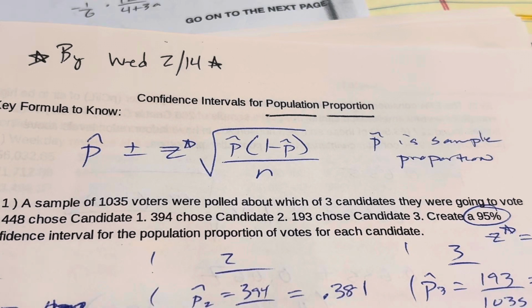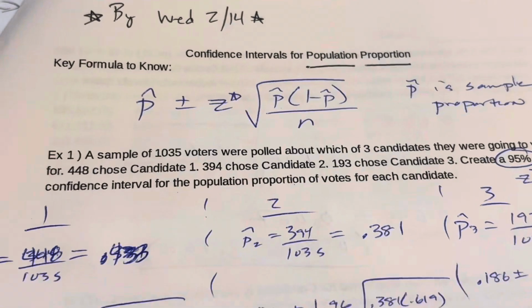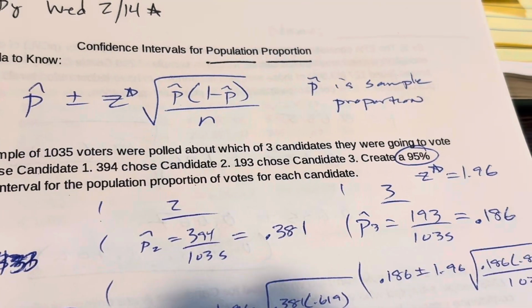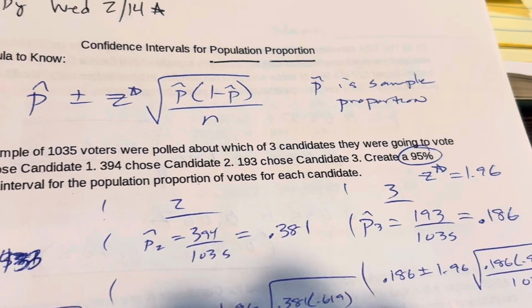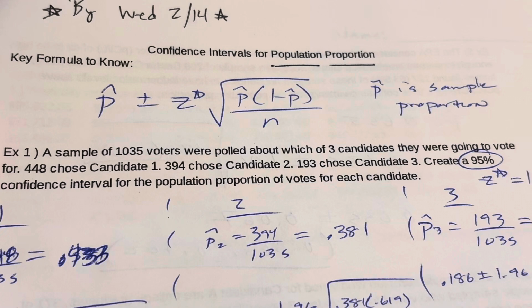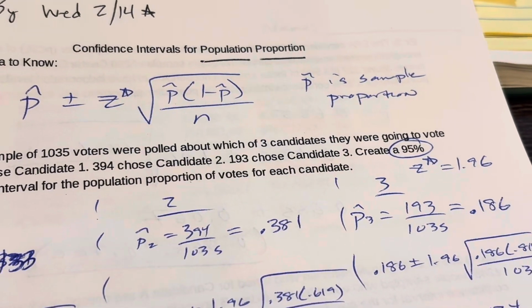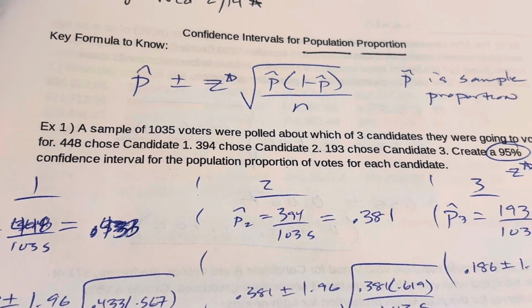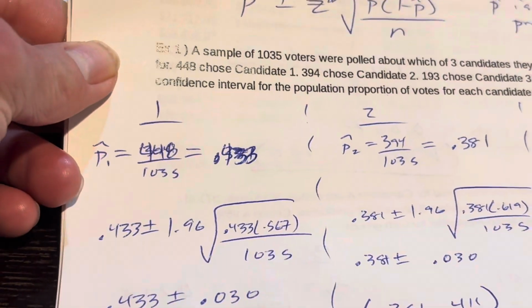Guys, you've seen this before with polling and margin of error, so hopefully you've got an idea about it. In a sample of 1,035 voters, they were polled about which of 3 candidates they're going to vote for. 448 chose candidate 1, 394 chose candidate 2, and 193 chose candidate 3. We want to create a 95% confidence interval for each of them. It is true that candidate 1 won the poll, which is just a sample, by 54 votes. But let's find out what we can really say.